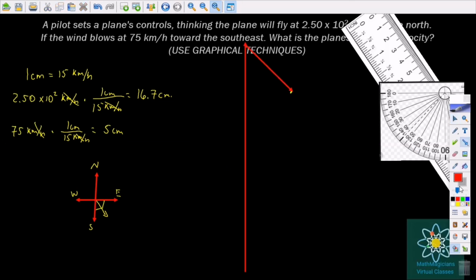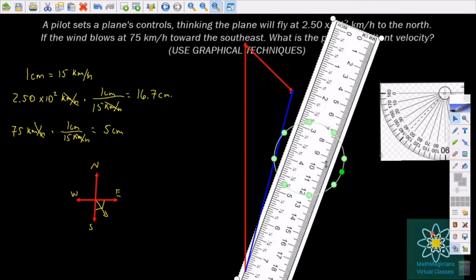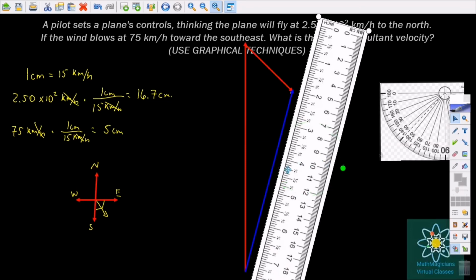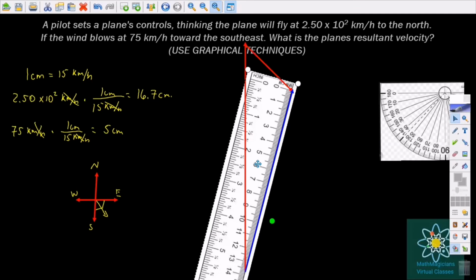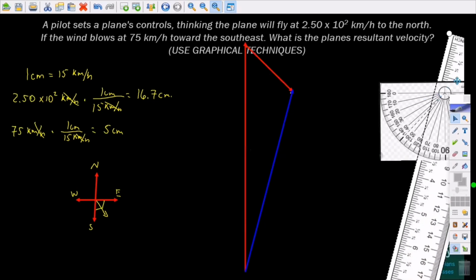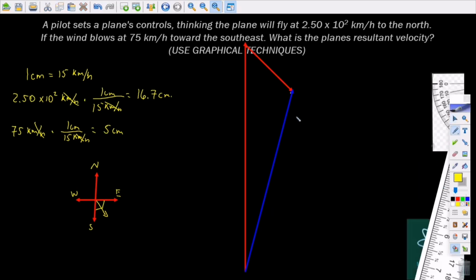Next thing is to find the resultant. The resultant, remember, is from where you started to where you finished. And you just measure a line with your ruler. Let's measure it, and then we make our own conversion. Okay, if we measure this line, we have approximately 13.7. So I'm going to move my ruler and it would be 13.7. So we have that the resultant is actually 13.7.